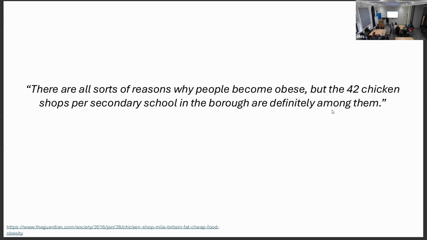I was at a genomics conference. My background's a molecular biologist, and I was at a genomics conference in Rome in 2018, speaking about this stuff. And I said, you could take the full genome sequence of every child there, but as long as there's 42 fried chicken shops, you're not actually going to make any dent on this problem.